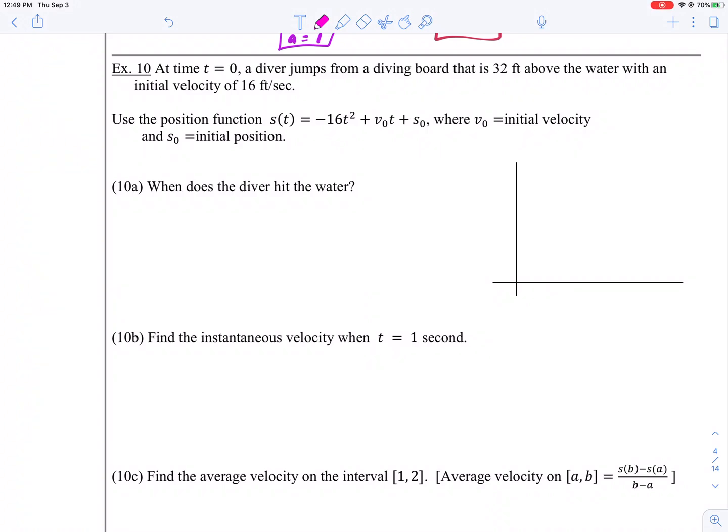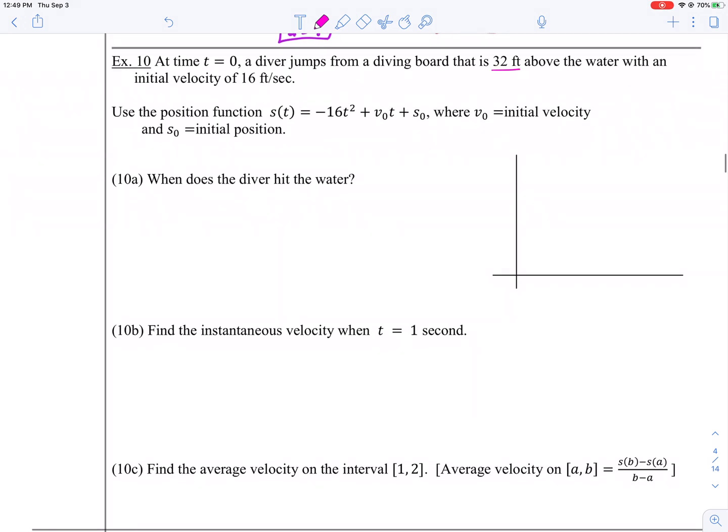A little bit more application-y. Example 10, we're dealing with a diver jumping off a board, and that board starts 32 feet above the water, and then we deal with an initial velocity. So we're working with a little bit of physics here. So this always holds true, right?